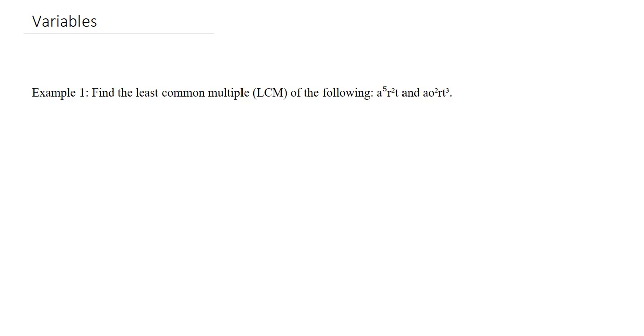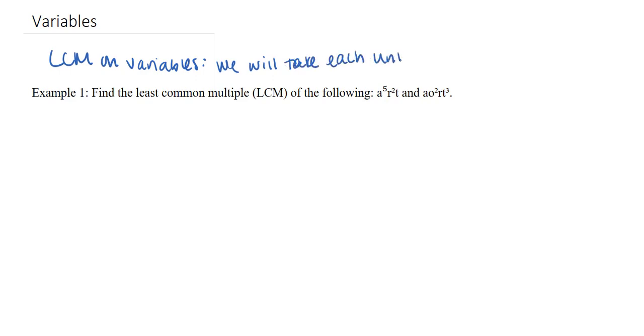Variables. When we are finding the least common multiple on variables, what we're going to do is take each unique factor and take the highest exponent. So let's look at the example.